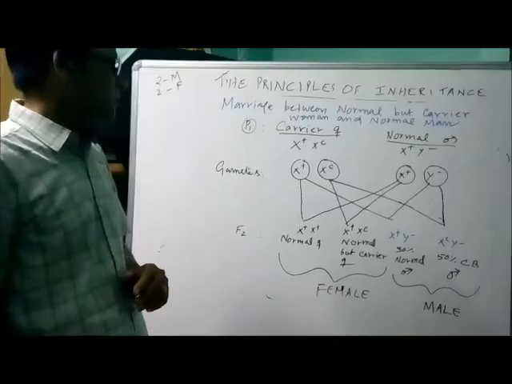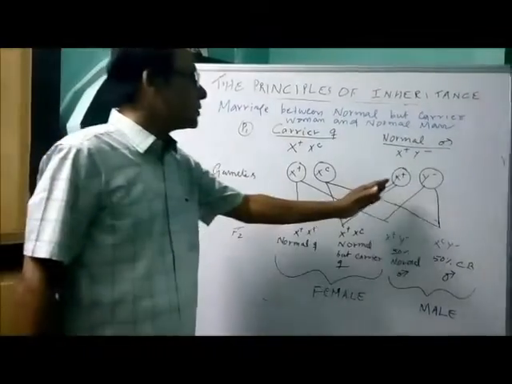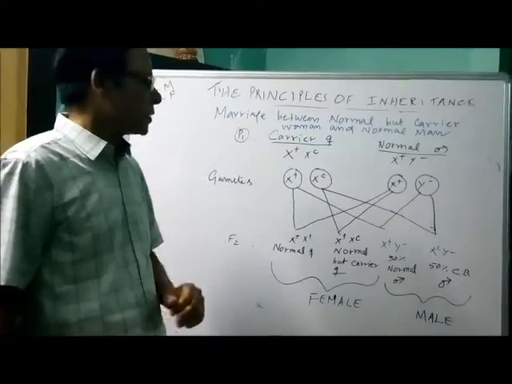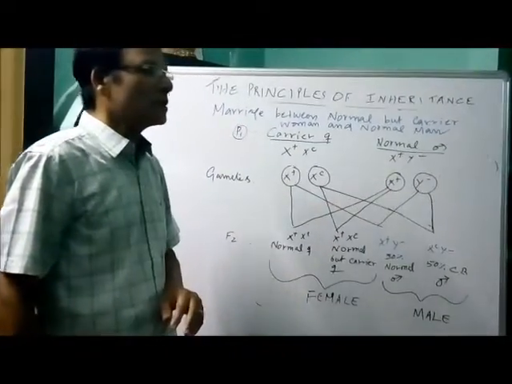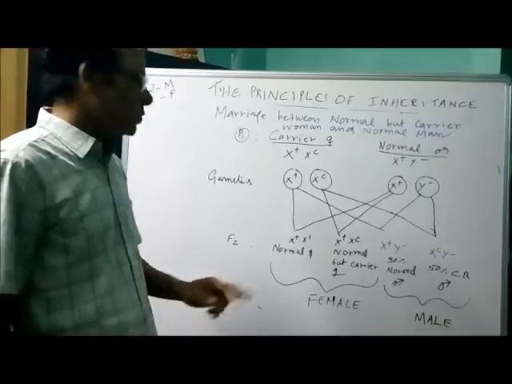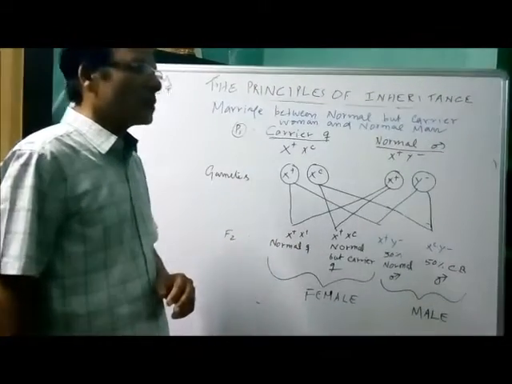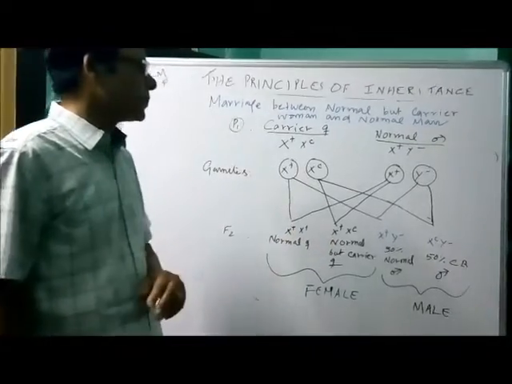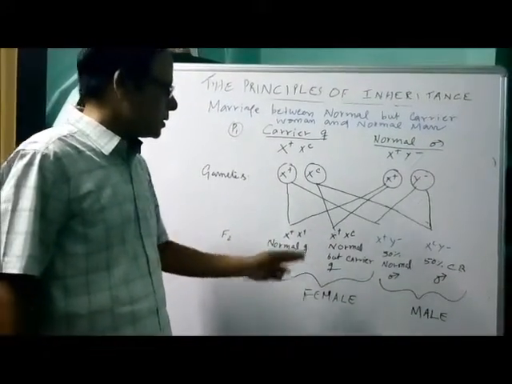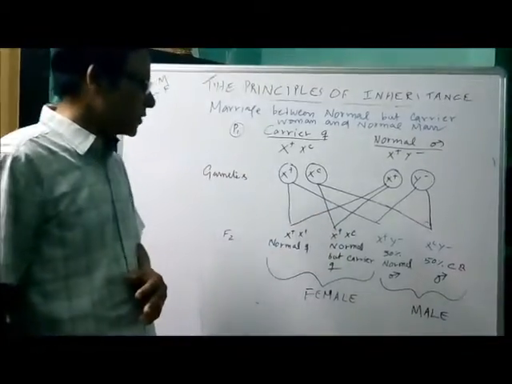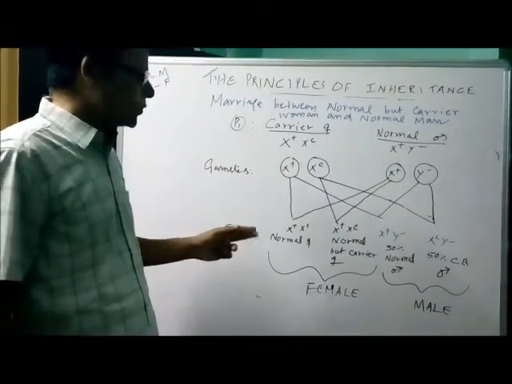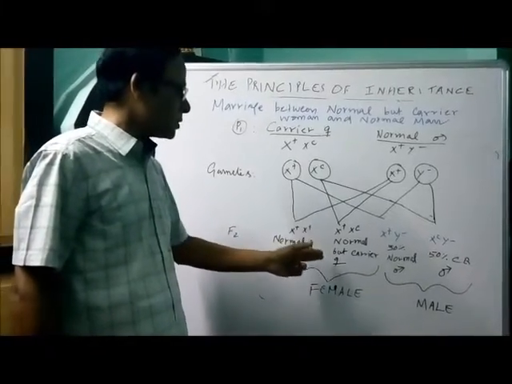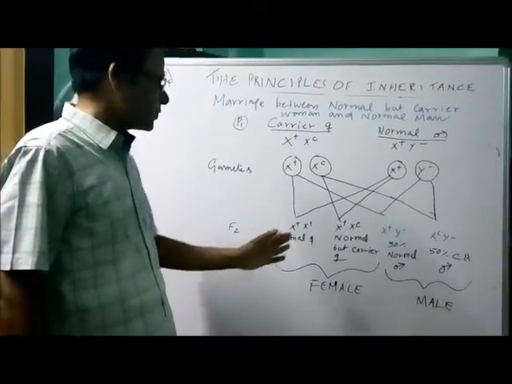What about the daughters? If the father is normal, once the mother is a carrier, it is fixed. If the father is normal, in such marriages, no daughter is affected. All the daughters are normal, but 1 daughter is a carrier. That is, out of the 2 females or daughters, 1 is normal, another one is normal but carrier. You have a 50-50 chance.